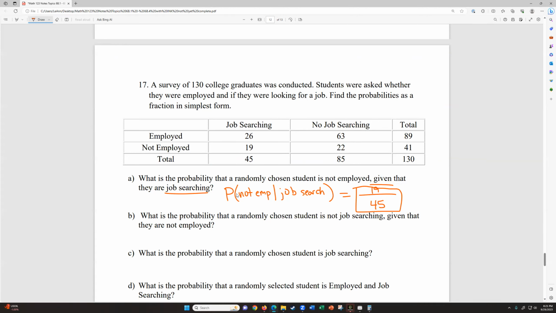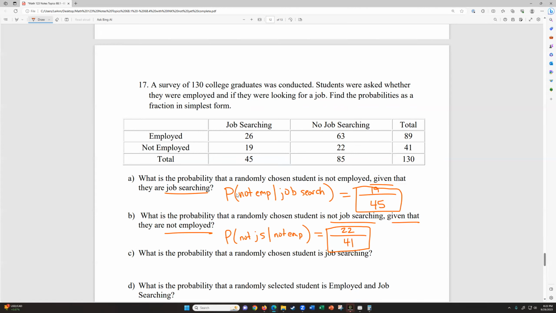What is the probability that a randomly chosen student is not job searching given that they are not employed? So we're not job searching given that they are not employed. Okay. So out of the not employed people, there are a total of 41. They're not job searching in that group, which is 22. And that is also reduced, but you can triple check that.